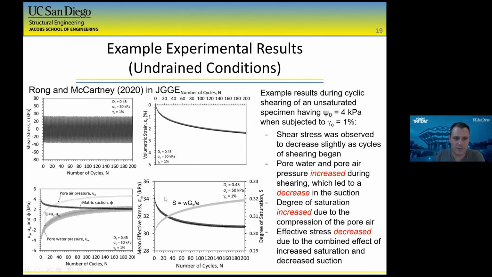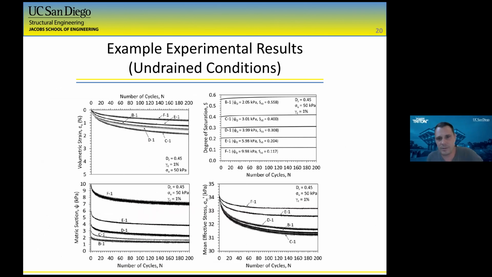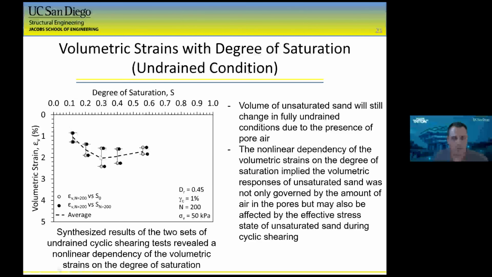So when we combine the degree of saturation together with the matrix suction, we find that the mean effective stress decreases. So that means that our shear modulus is also going to be getting smaller. So we repeated this for several different initial degrees of saturation and came up with some cyclic trends and integrated it, and we found kind of a smile shape similar to what was observed in the study by Gayumi. And this nonlinear response here was due to the fact that we did fully undrained tests.